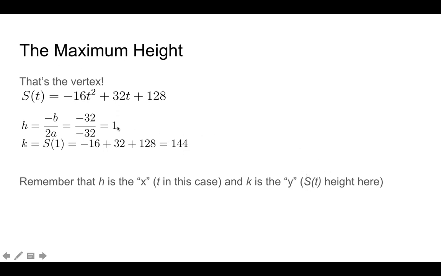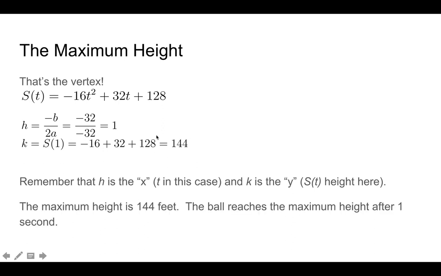So this is not 1 foot and 144 seconds. That would be ridiculous. We're on the top of a building. There's no way the maximum height is 1 foot. And there's no way it takes 2.5 minutes to get there. 1 was the time, 144 was the height. So the maximum height is 144 feet. It takes 1 second to reach that. We just found the vertex.